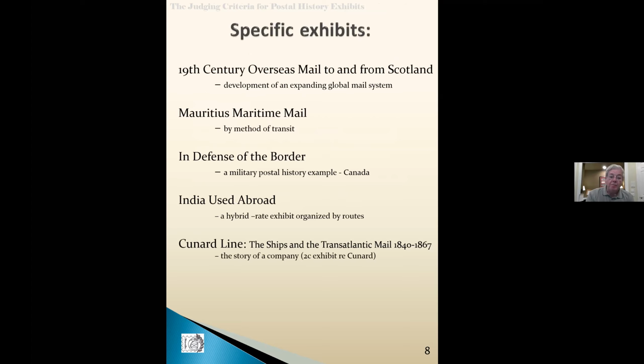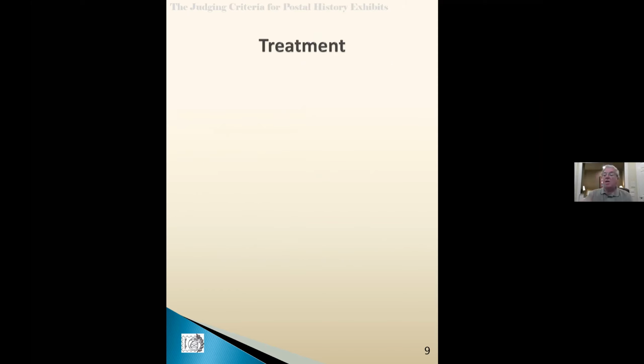We're going to talk about 5 specific exhibits, 5 examples. 19th century overseas mail to and from Scotland, which shows the development of an expanded global mail system. Mauritius maritime mail, which uses the mode of transit as its main theme, focus. In defense of the border, a military postal history example from Canada. India used abroad. This is a hybrid exhibit. It's very interesting. It's an exhibit where the focus is on rates, but the organization is by routes. And finally, we're going to talk about a 2C exhibit, the Cunard Line, the ships and the transatlantic mail, 1840 to 1867, the story of a company, Cunard Line. Treatment.